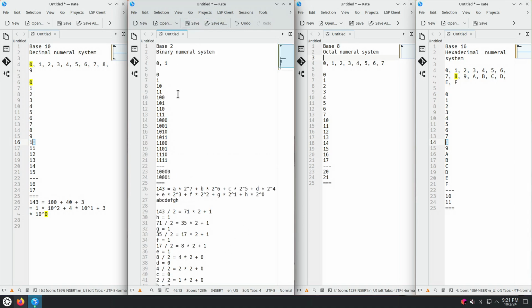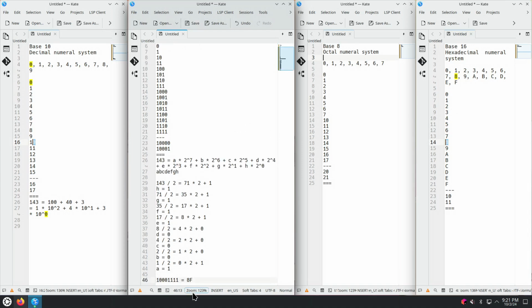So in order to convert from base 2 to base 16, you take the base 2 number and split it into 4 digits like this. This has an immediate conversion to base 16, line 15, which is an F. And this has an immediate conversion, line 8, base 16, which is an 8.